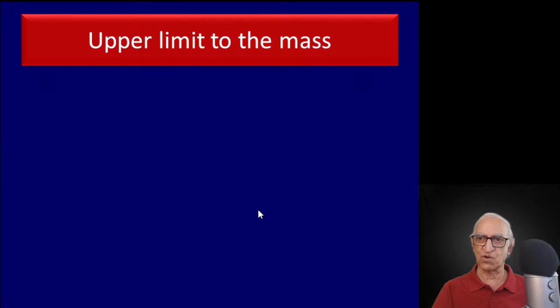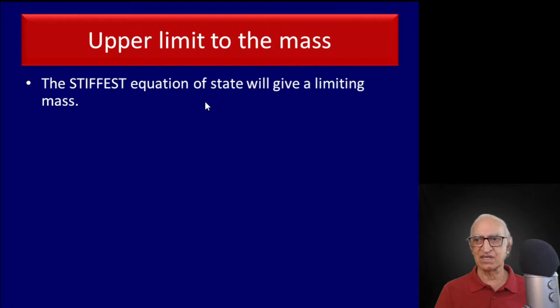Now, let us ask the following question. Oppenheimer could not estimate the real limiting mass of a neutron star in general relativity, because at that time the nuclear physics at very high densities was not understood. But one can ask: can we say something absolute? For example, we can say that the velocity of a particle can never exceed the speed of light. Can we say something of that degree of rigor? We can. The stiffest equation of state will give a limiting mass. Stiffest equation of state meaning the one which gives the largest pressure for a given density.